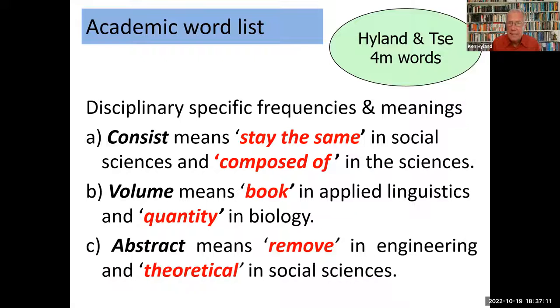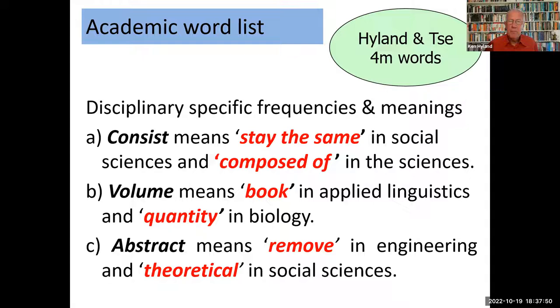Less obviously, a study of an academic corpus of 4 million words that Polly Tse and I did a few years ago showed that the so-called universal items, semi-technical items in Coxhead's academic word list, actually have widely different frequencies and preferred meanings in different fields. So consist means stay the same in the social sciences and composed of in the sciences. Volume means book in applied linguistics and quantity in biology. And abstract means remove in engineering and theoretical in the social sciences. So they're polysemous words, and words which seem to be the same have different meanings across fields.